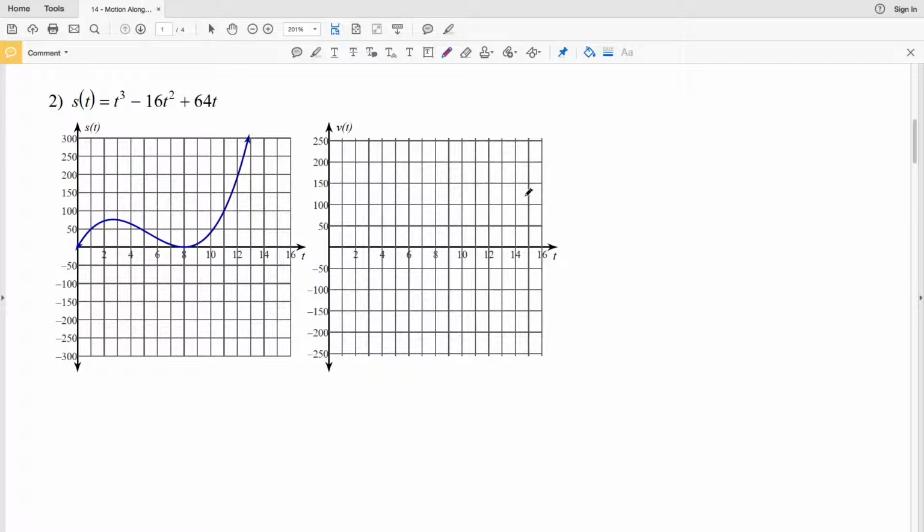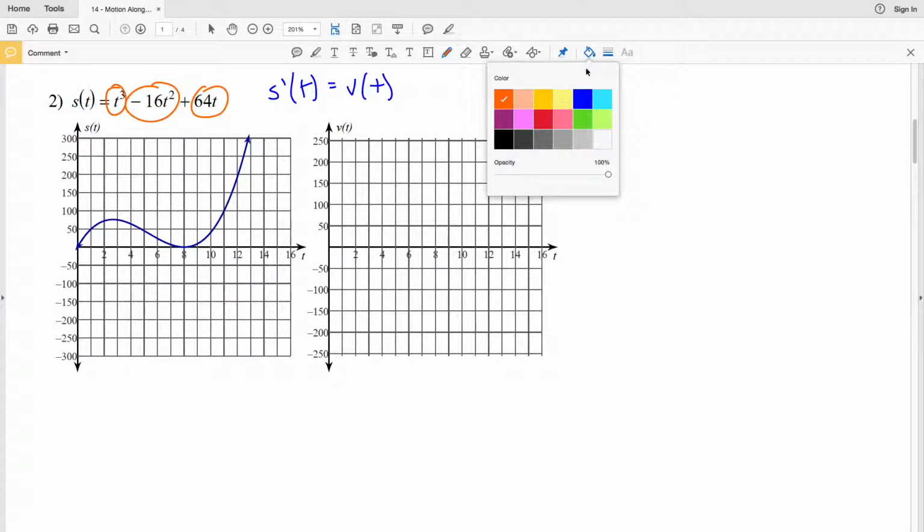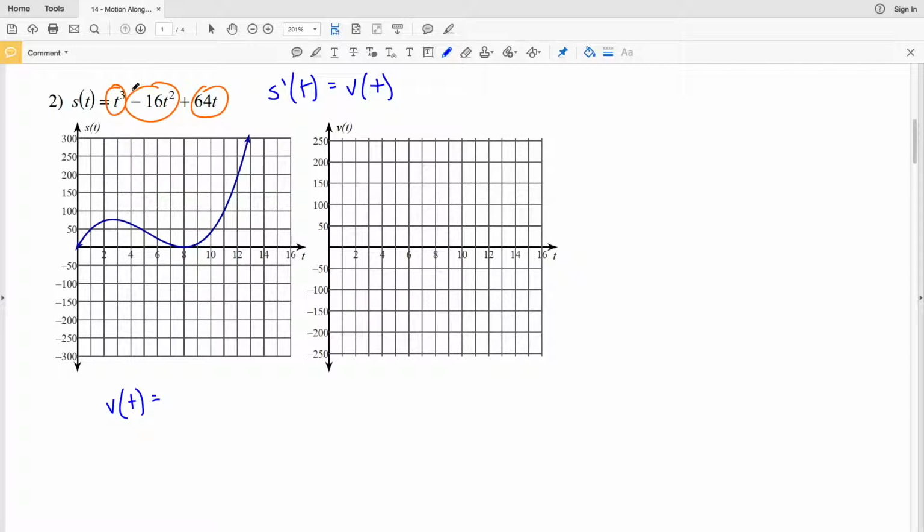Number 2, we're going to have a cubic function, but remember, the derivative of the position, because the particle is moving along a horizontal line, is velocity. So we're finding the derivative of f of t, and that's equal to v of t. So here are our terms. Starting with t cubed, we're going to multiply the exponent of 3 to the coefficient, which is 1. So that will be 3 times t to the 3 minus 1, which is 2.